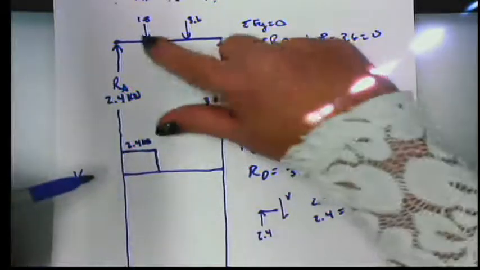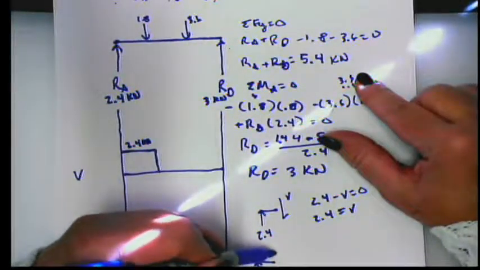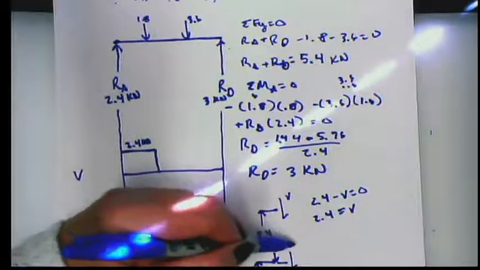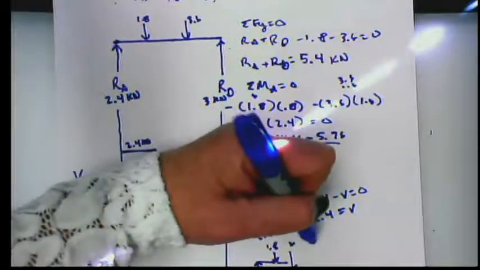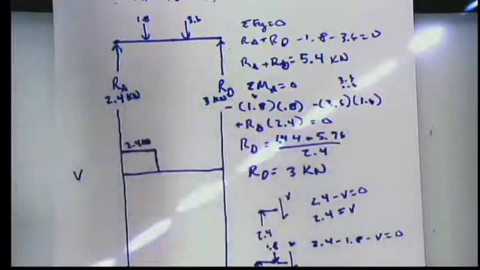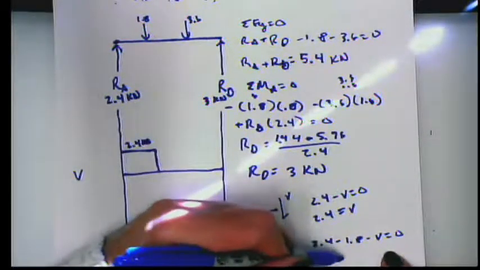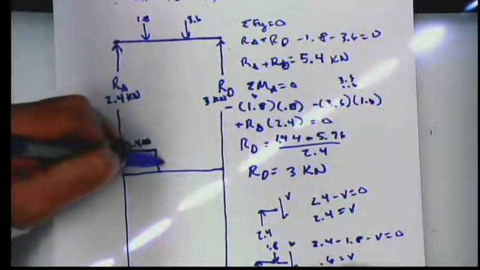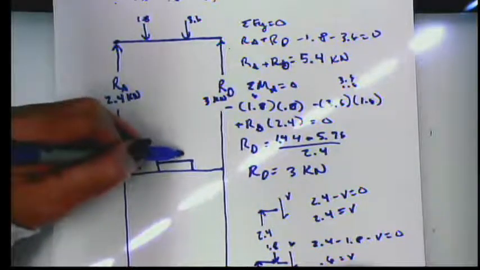Now, between the two loads, 2.4 pushing up, 1.8 pushing down, cut away V. So I have 2.4 minus 1.8 minus V equals 0. 0.6 equals V. So from here to here, I drop to a positive 0.6 kilonewtons.